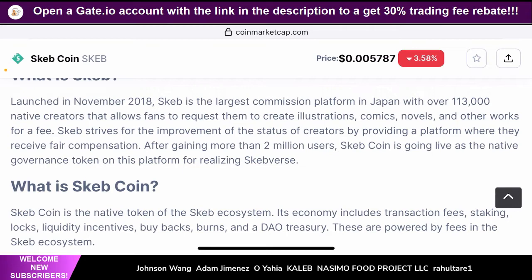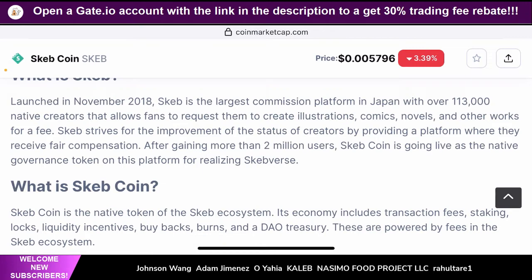So some of the use cases of Skipcoin is that you can use it for transaction fees on the platform, you can use it for staking, you can lock it to receive additional incentives, as well as provide liquidity to receive liquidity incentives. There are buybacks and burns, which is very important to note because we'll discuss the tokenomics in a few seconds, and the buybacks will be a component of discussion as well as the burning mechanism, right? And it's also going to be the main currency of the DAO treasury, right?